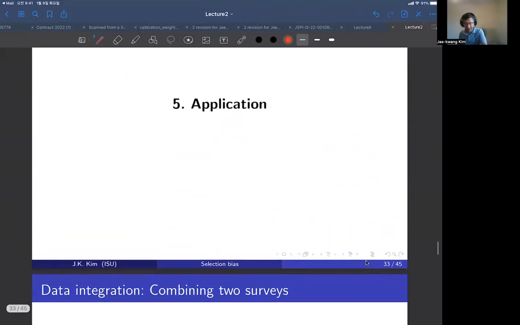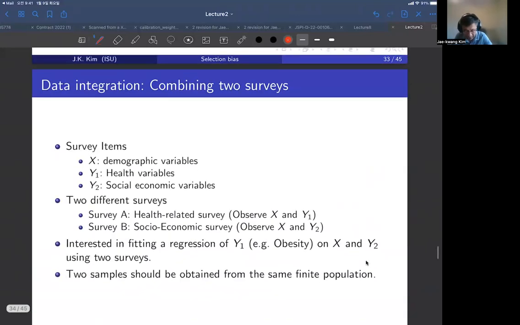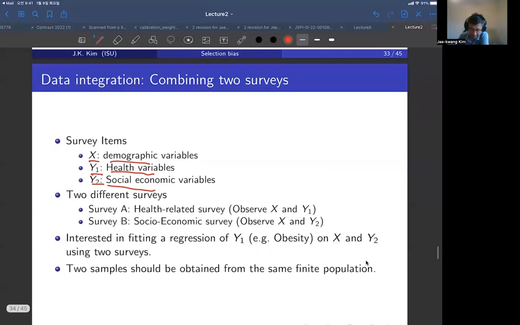Okay. Here's an interesting application. Suppose you have a data integration problem. Suppose you want to combine two surveys. You have X and Y1 and Y2. X is a demographic variable, Y1 is a health variable, and Y2 is a socioeconomic variable. Survey A, a health related survey, observes X and Y1. Survey B, a socioeconomic survey, observes X and Y2. But you are interested in fitting the regression of Y1 on X and Y2.